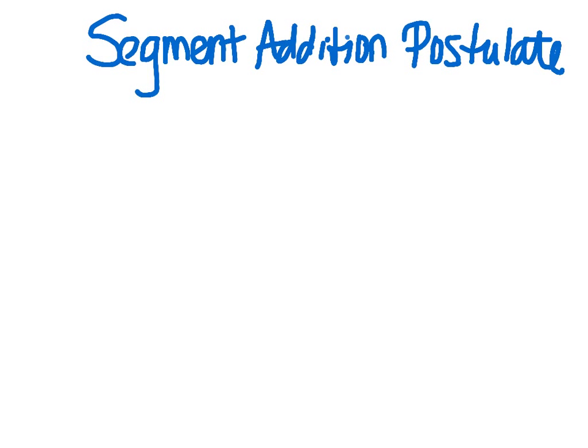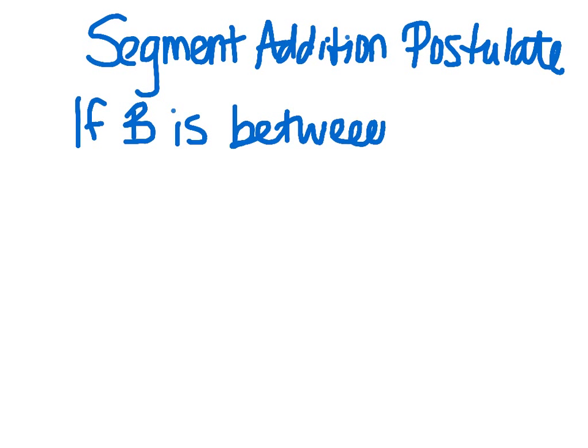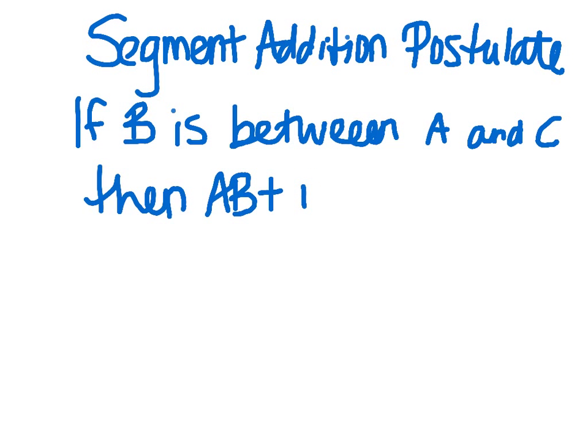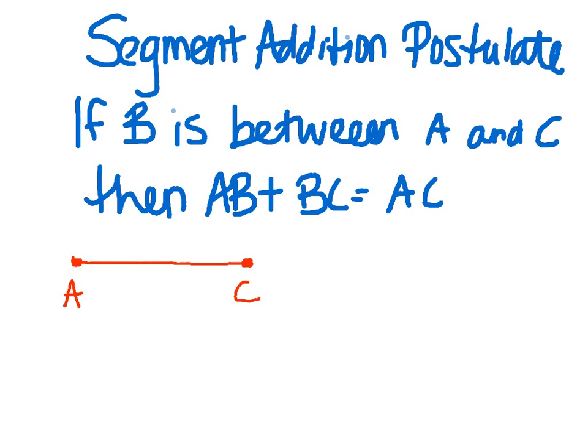All right, the definition of segment addition is if B is between A and C, then AB plus BC equals AC. I don't know about you, but I always like to have a picture of what I'm talking about. So if I draw a segment, and I have that segment AC, somewhere in there, B is between A and C. So I'm going to put B right here. I don't know exactly where it is, but I know it's between.